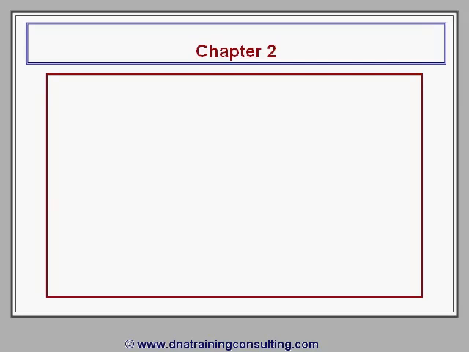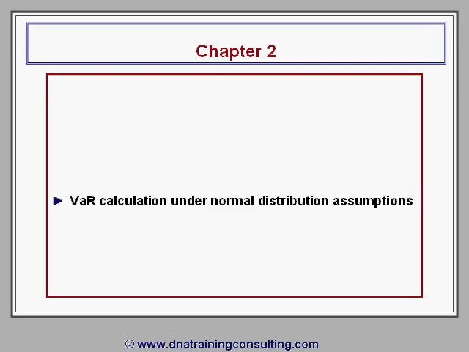This Chapter 2 maps out the calculation of VaR under normal distribution assumptions for basic FX, interest rate, commodity, and equity derivatives.